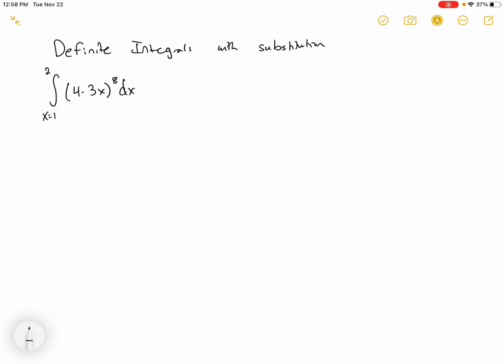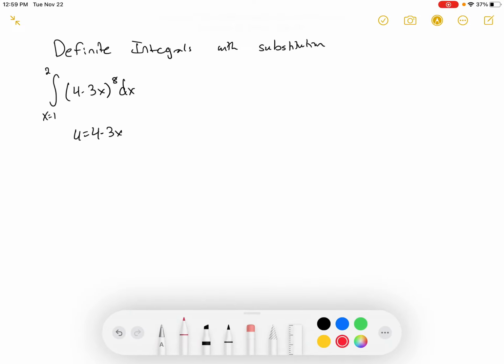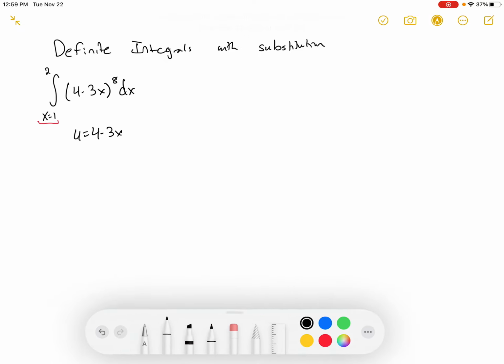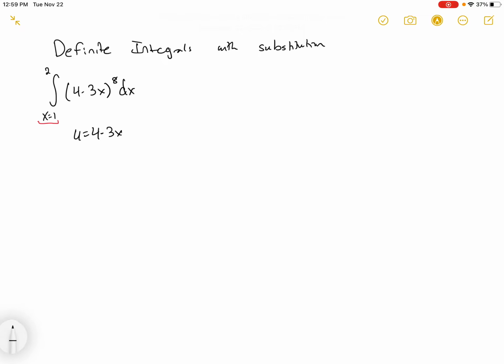Clearly here we want to use u-sub, because foiling that out would be awful. So it's fairly obvious that u is going to equal 4 minus 3x. I just want to highlight one thing: I was very explicit here. I said x equals 1 as these limits. We didn't always have that; sometimes we said just from 1 to 2. We're saying x equals 1 because that's going to matter later.